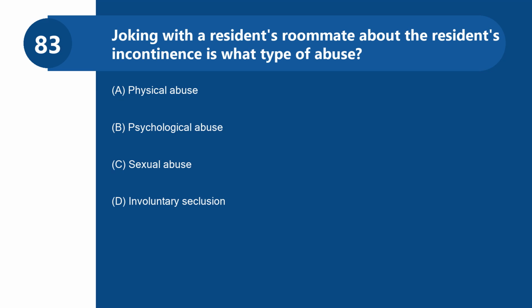Question 83. Joking with a resident's roommate about the resident's incontinence is what type of abuse? Option A, physical abuse. Option B, psychological abuse. Option C, sexual abuse. Option D, involuntary seclusion. The correct answer is option B, psychological abuse.